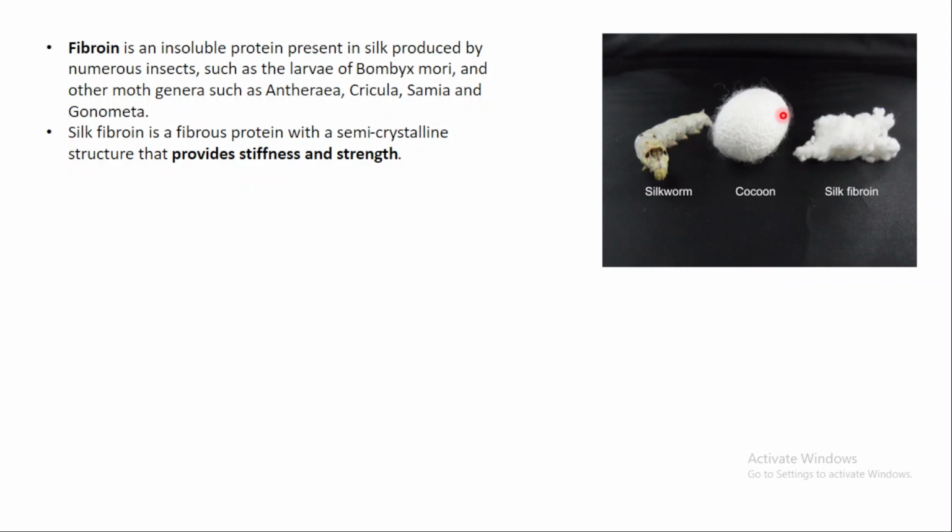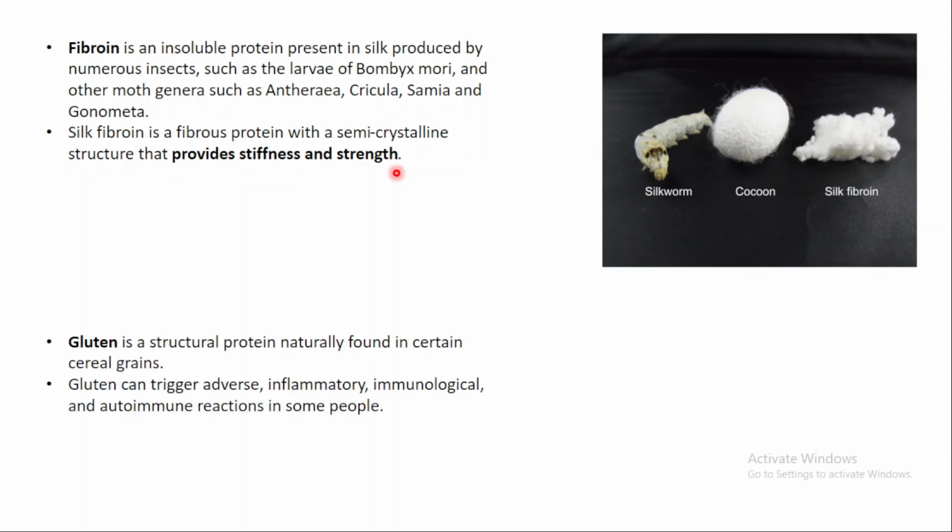This cocoon is melted and processed into protein called silk fibroin. So this cocoon contains silk fibroin, the silkworm's extracellular secretion. Silk fibroin is a fibrous protein with semi-crystalline structure that provides stiffness and strength. And this silk fibroin is very stiff material similar to spider webs. So spider webs are also made up of proteins similar to fibroin.